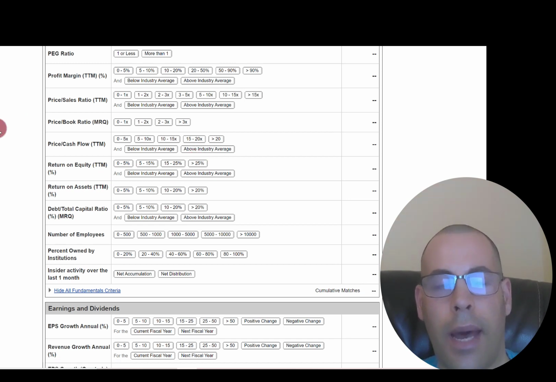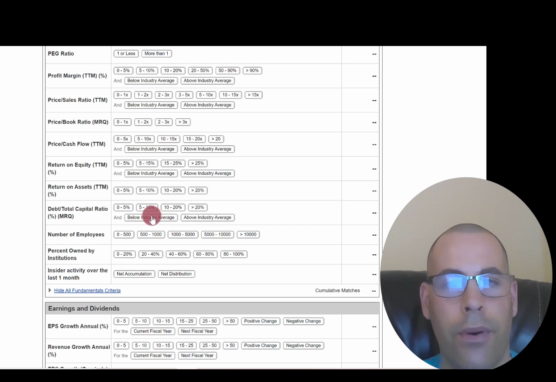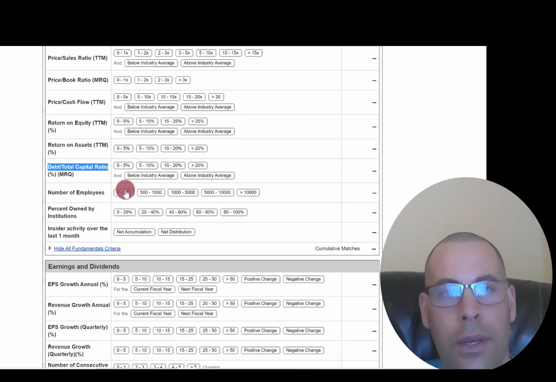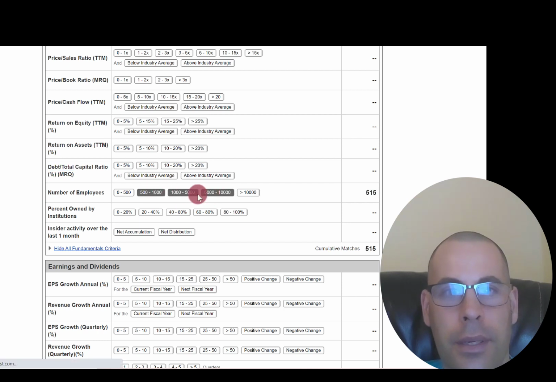Debt over total capital ratio. Total capital is assets minus liabilities. Investors usually prefer 30% to 60% for this ratio. But if it's above 60%, it could make it difficult for the company to borrow money. You could also look to see how many employees a company has. I usually don't look at this field.